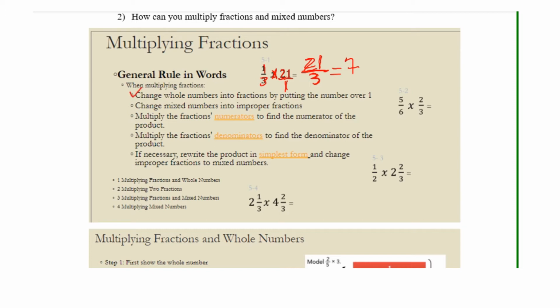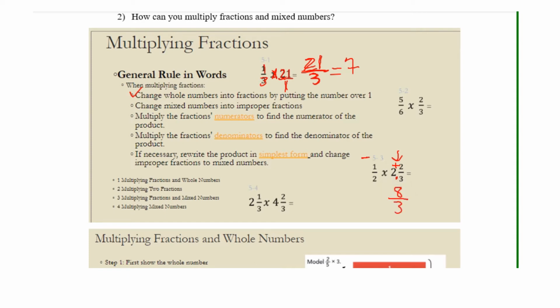The next one, you want to change mixed numbers into improper fractions. So an example of that will be this one right here. So we have a mixed number here. We want to change it into an improper fraction because we can only multiply the numerators with the numerator and the denominator by the denominator. So we have to change any mixed numbers into an improper fraction. All right, so in order to do that, we have to multiply 3 times 2, which is 6, and then we need to add 2, which is 8. So this is going to become 8 over 3.